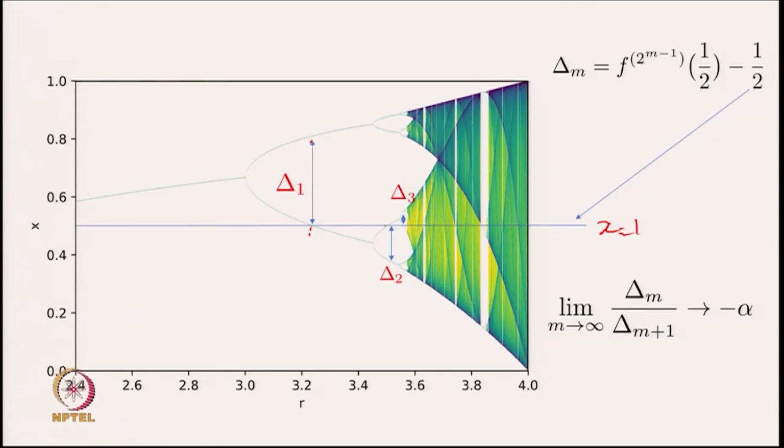d 2 is the difference between the point half and the second iterate, because this is a period 4 superstable orbit. d 3 is this quantity over here, and that is the difference between the point half and its fourth iterate, because it is a period 8 superstable orbit. So, as you can see, these values d 1, d 2, d 3 and so on are shrinking, and in the limit they go to the value minus alpha.